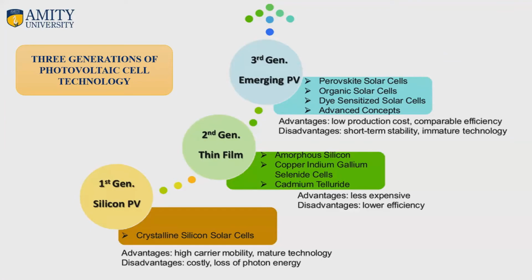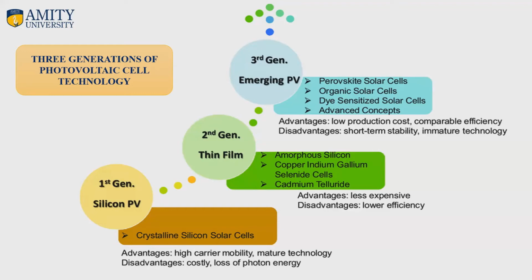Now, the second generation is thin film PV cells. They require less raw material and a less energy-intensive manufacturing process, so they are cheap to manufacture. However, they have very low efficiency, and therefore they cover only 5% of the world PV cell market.